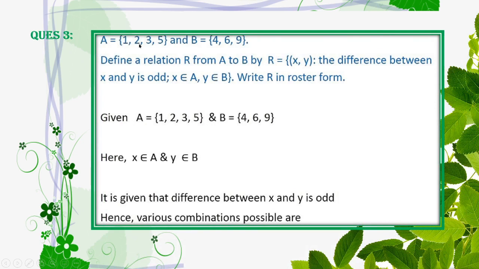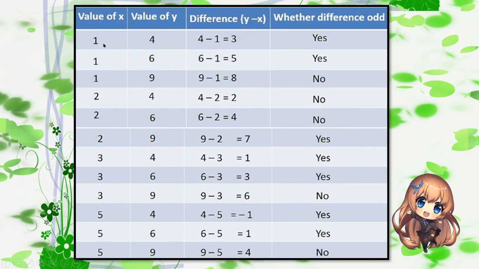Question number 3, here set A is given, B is given. Define a relation R from A to B: the difference between X and Y is odd, X belongs to A and Y belongs to B. Write R in roster form. Now, A and B sets are given. X belongs to A and Y belongs to B. It is given that difference between X and Y is odd. So let's make the various possible combinations first of all. One by one, let's take the values and let's check.